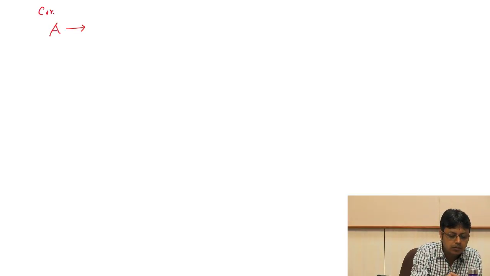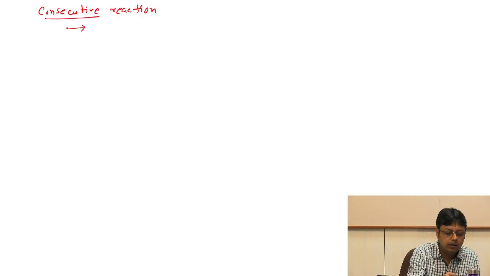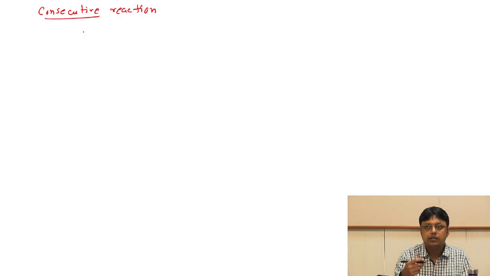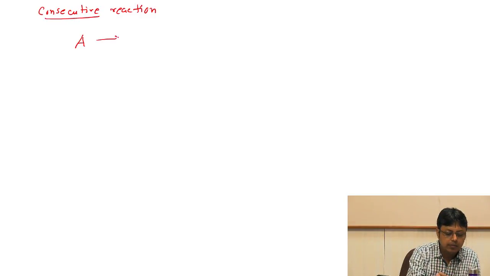So we'll now consider the last part of this section on chemical kinetics, where we phenomenologically are describing the reaction rates. And we'll now consider a very interesting reaction, which is known as consecutive reaction. As the name suggests, the reactions proceed in a sequential or consecutive order. So A is forming something like B, and B then forms C.